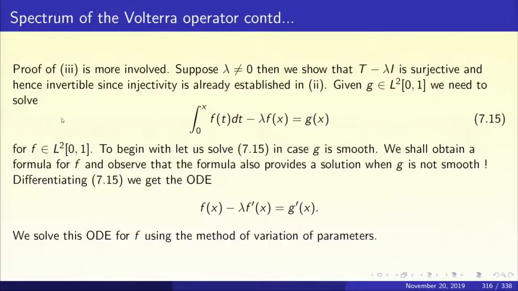So let us recapitulate what we have done. In a nutshell, our objective was to show that T minus lambda I is surjective, lambda not equal to 0. We've taken a G in L2, we want to solve the equation 7.15, namely integral 0 to x of f(t) dt minus lambda f equal to G. This integral equation, we found a formula for the solution.